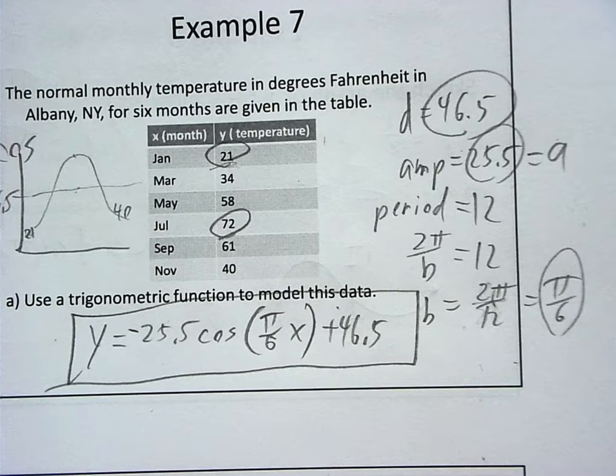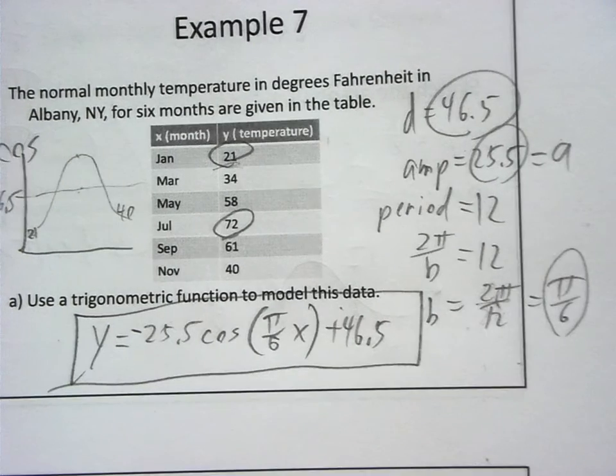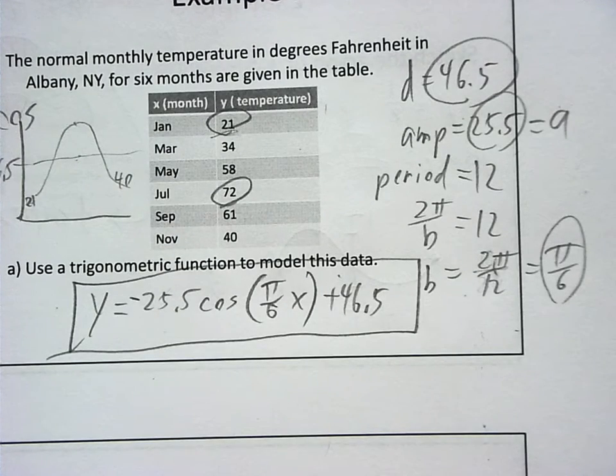Does that make sense? Okay. Then they'll ask you some questions about it, like, how would you figure out the normal temperature in December? Plug in 12 for x and simplify. What would you want to make your calculator be in? Radians, because of the pi over 6. And questions like that. Any questions on any of it?